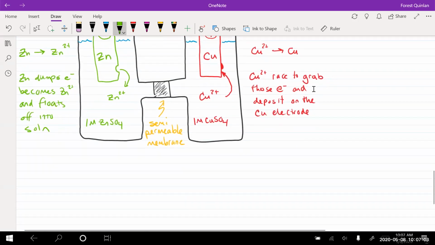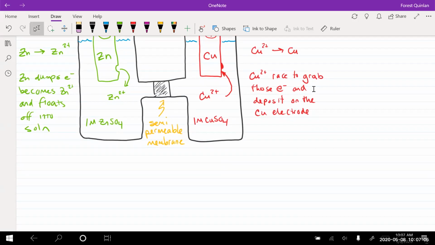Now, the reaction on this side would look like zinc goes to become zinc 2 plus. Remember I said that we had to keep track of charge? We're going to keep track of it by saying the zinc broke apart or dumped itself off and became zinc ions and 2 electrons. It produced 2 electrons.